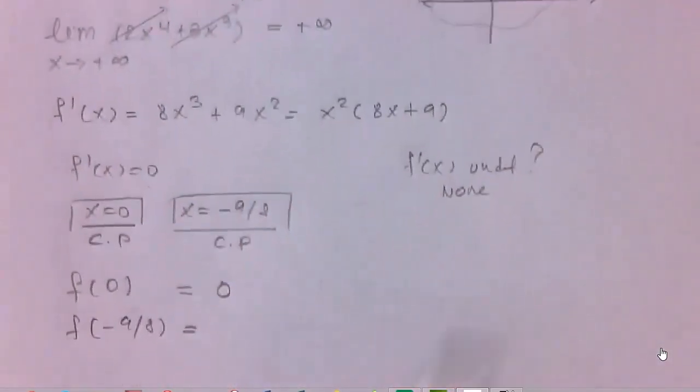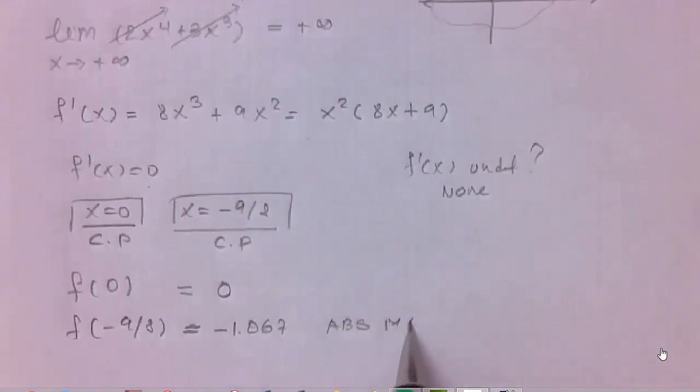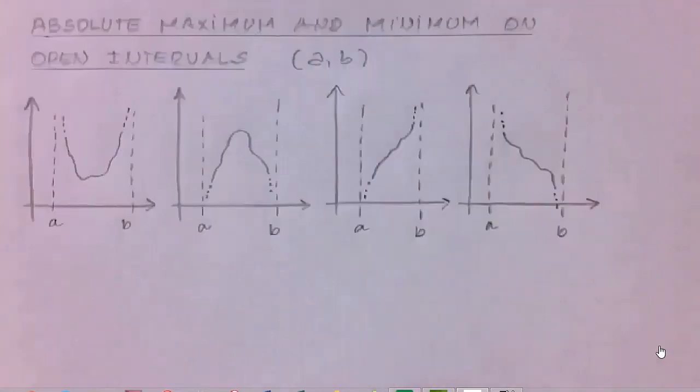I already did it with a calculator, and you get approximately negative 1.067. So this is our absolute minimum, and there is no absolute maximum.